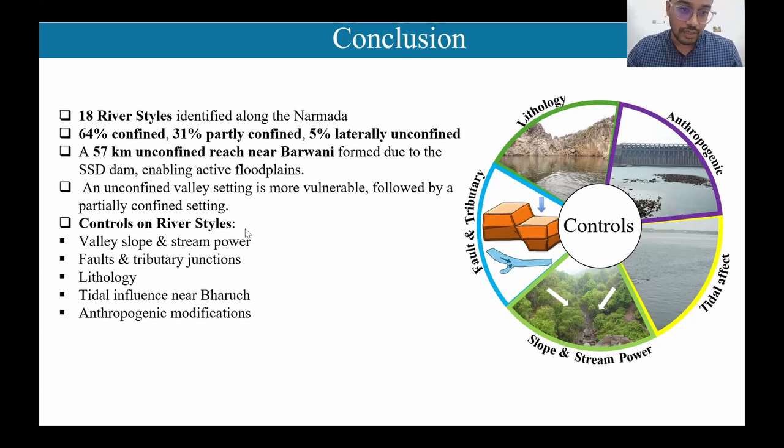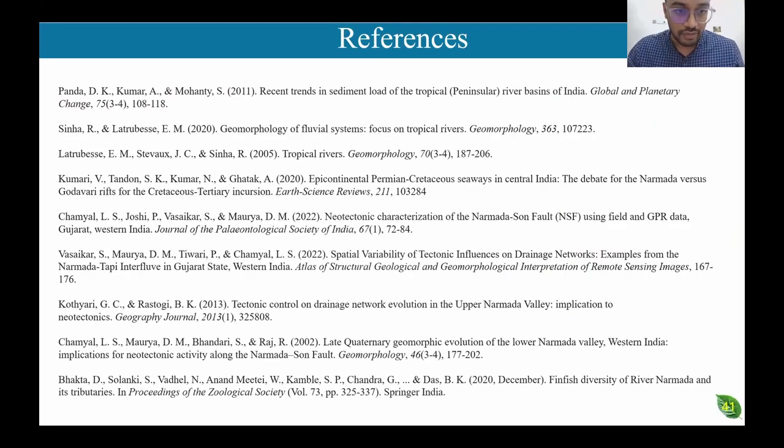These are the controlling parameters which influence the different river styles: the valley slope, stream power, the lithology, the tidal influence, and the anthropogenic disturbance, as I have already discussed, since this river is a highly regulated river. And these are the references.